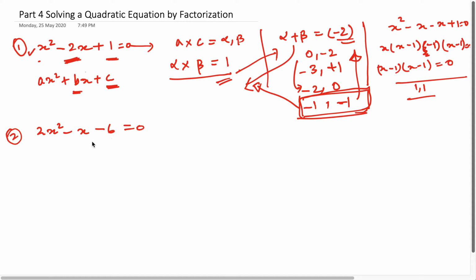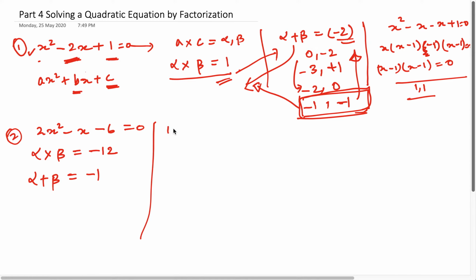Now look at this example. Here I have to find two numbers such that alpha into beta is equal to minus 12 and alpha plus beta is equal to minus 1. This is what I have to find. If I have to find this, what will it look like? Alpha beta is equal to 12. I know how many factors of 12.